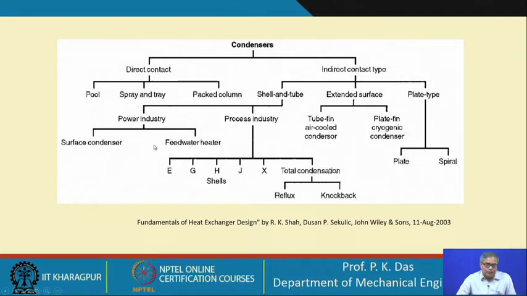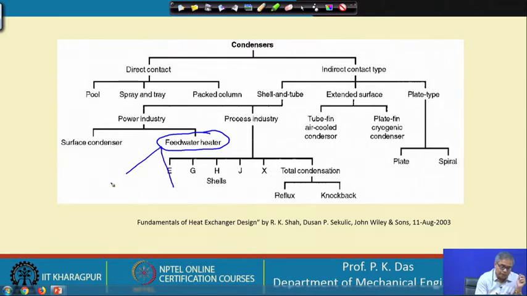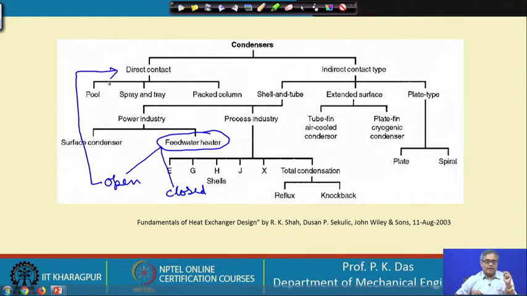But at this point let me tell you, there could be two types of feed water heater: open feed water heater and closed feed water heater. In an open feed water heater, steam and feed water come in direct contact, and then that becomes a sort of direct contact condenser, which I have described just at the beginning. So, the feed water heater is having two types: one is open and another is closed. When it is closed, it is an indirect type heat exchanger, and when it is open, it is nothing but a direct contact type heat exchanger.